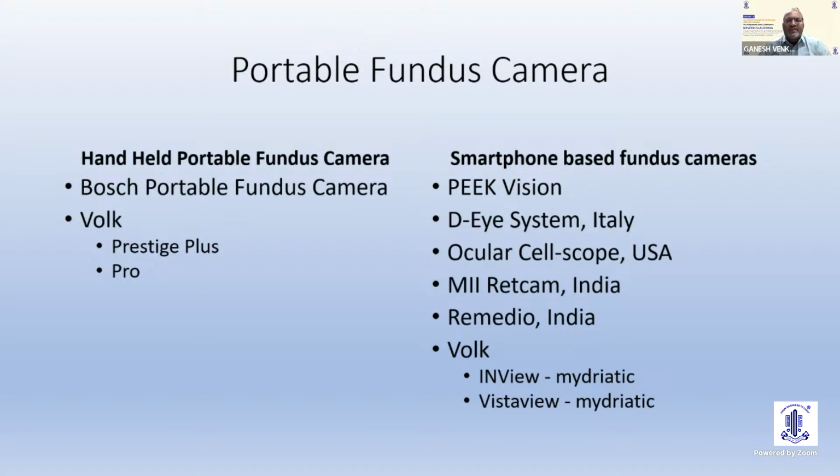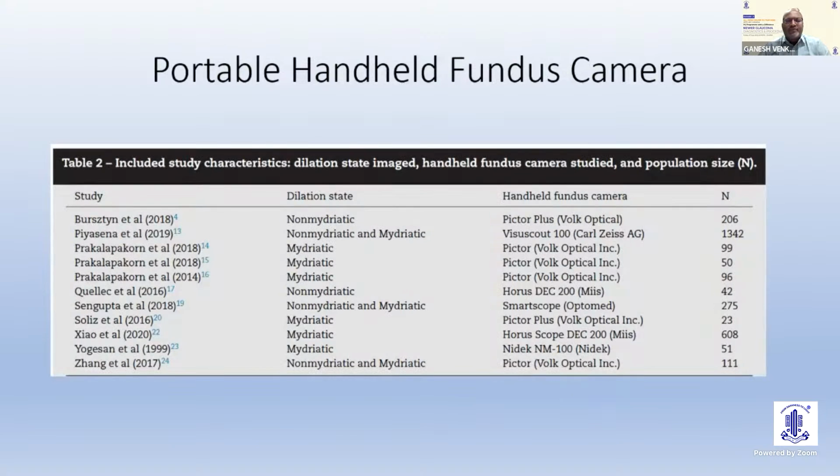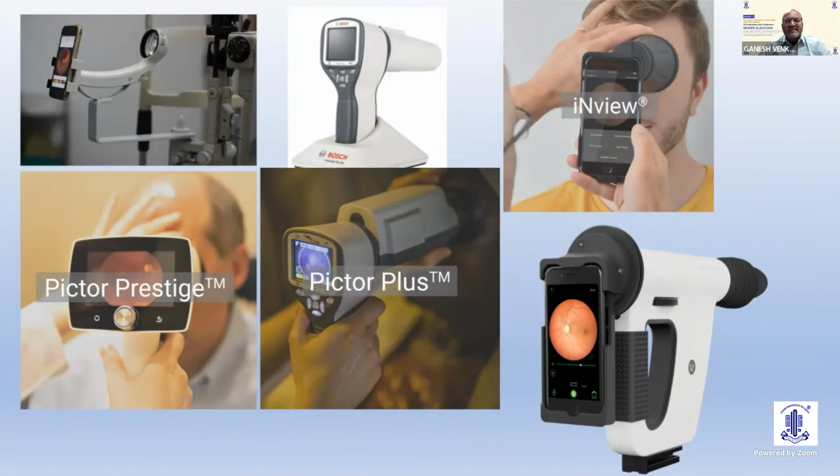And you have these numerous ones: the Peek Vision, D-Eye system, Ocular CellScope, MII RetCam, which has been developed by our colleagues in India, Remidio again by an engineer in India, and VOC. And these are some of the publications regarding these. So you have a lot of the Pictor Plus from the VOC, and Horus, Smart Scope, Nidek. All these are numerous devices. These are just examples to give you types of handheld or smartphone-based fundus camera devices, which are easily available nowadays.